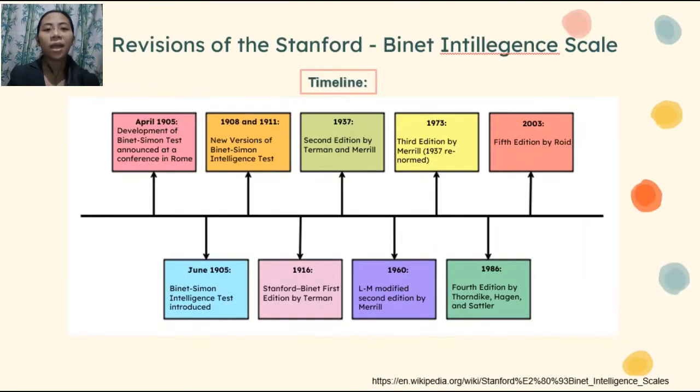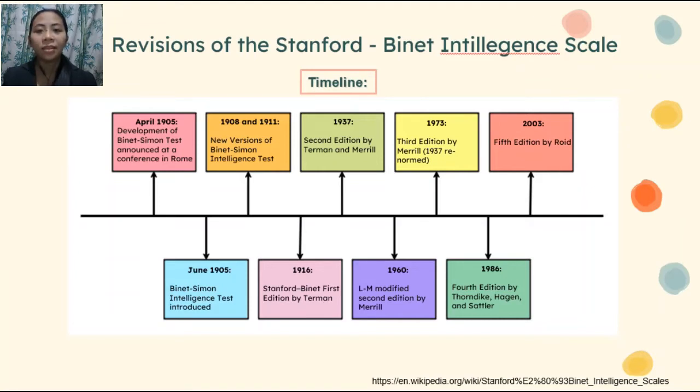This is the timeline of revisions of the Stanford-Binet Intelligence Scale. To begin, April 1905: development of the Binet-Simon test announced at a conference in Rome. June 1905: Binet-Simon intelligence test introduced. 1908 and 1911: new versions of the Binet-Simon intelligence test. 1916: Stanford-Binet first edition by Terman.